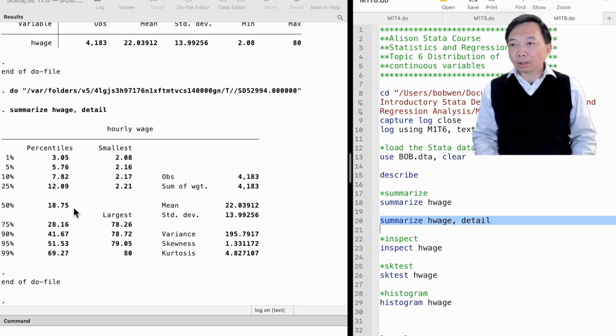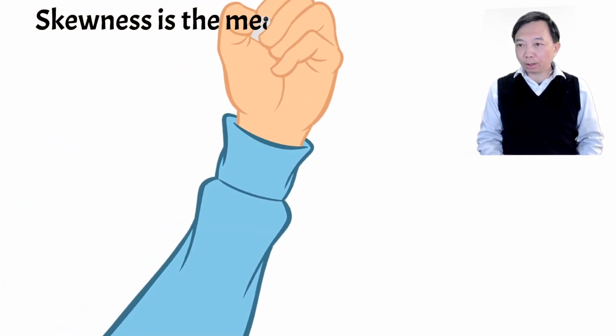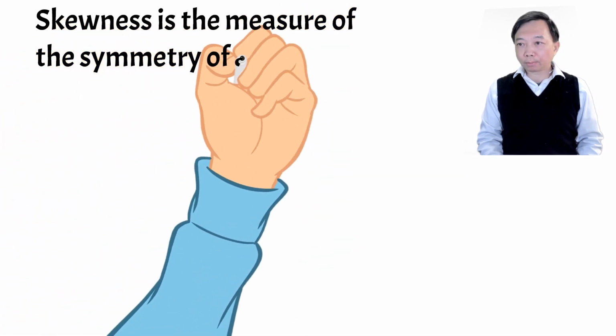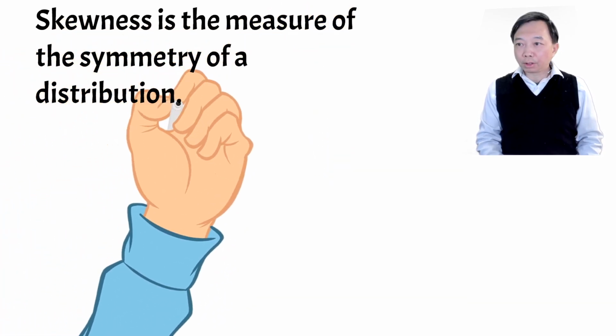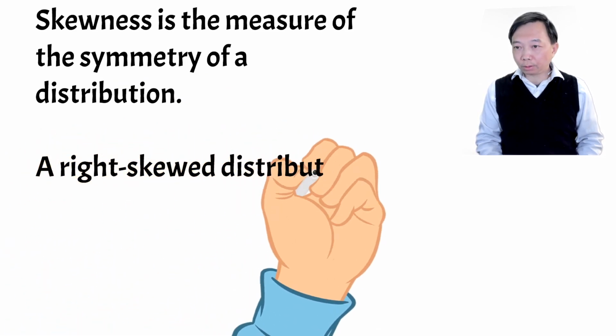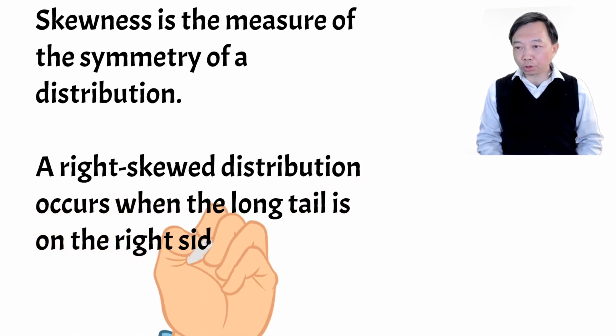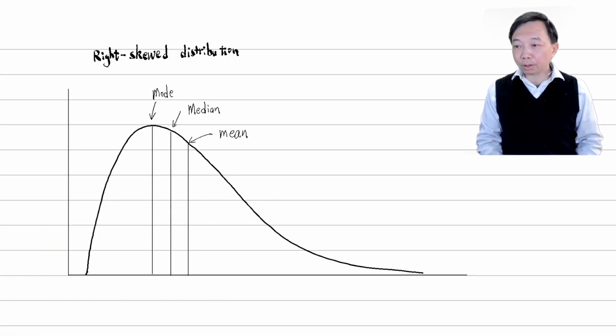Skewness and kurtosis are the two statistics of distribution. Skewness is the measure of the symmetry of a distribution. A skewed distribution occurs when one tail is longer than the other. A right-skewed distribution occurs when the long tail is on the right side of the distribution, as shown in the graph.